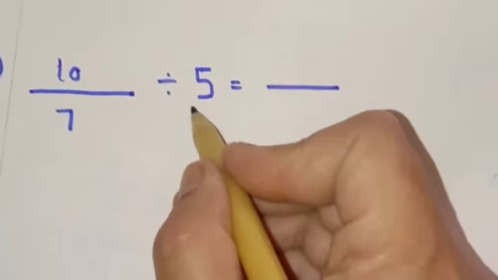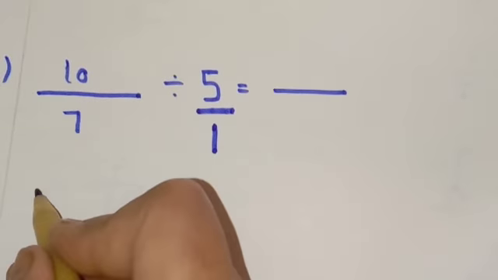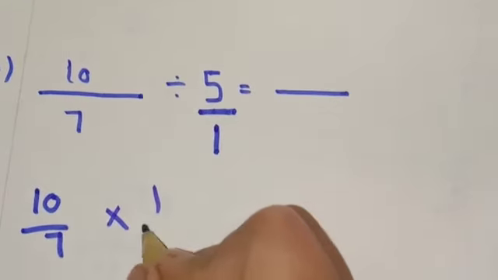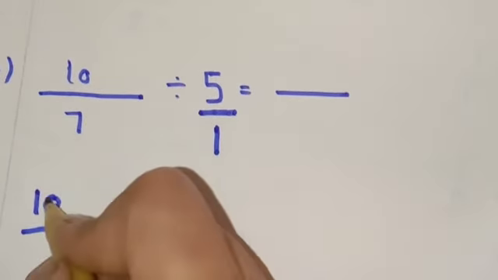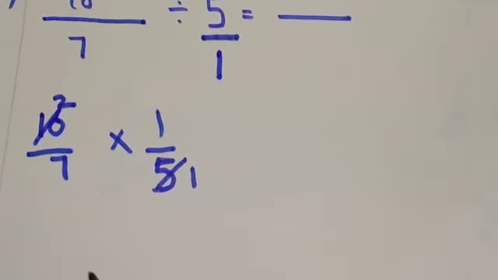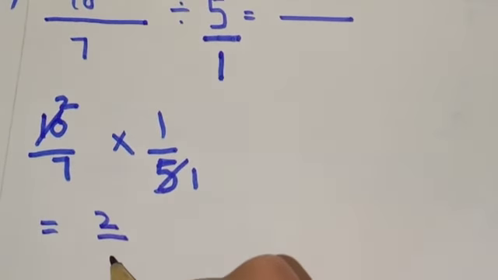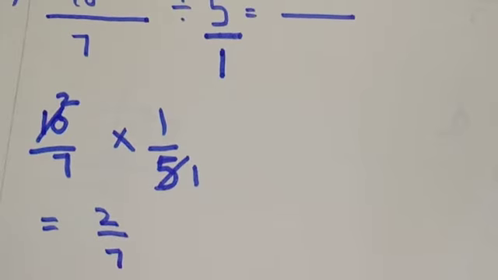If we have nothing in the denominator, we can write 1 to make our question easier. 10 over 7 multiply by 1 over 5. Now 5 ones are 5, 5 twos are 10. So 2 ones are 2 over 7 ones are 7. 2 over 7 will be our answer. Our denominator is greater, so we don't need to divide it.